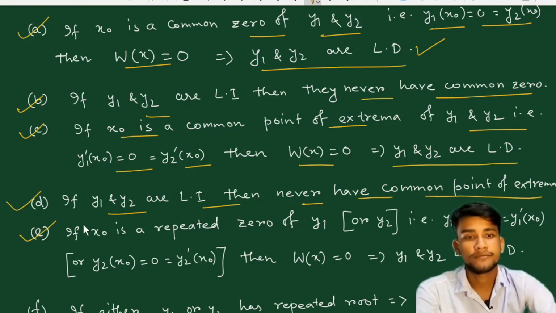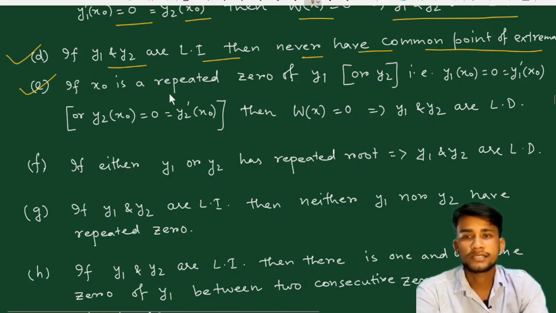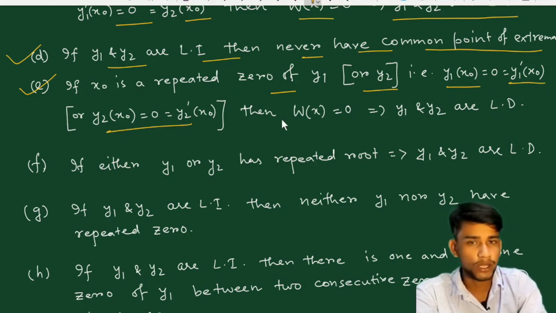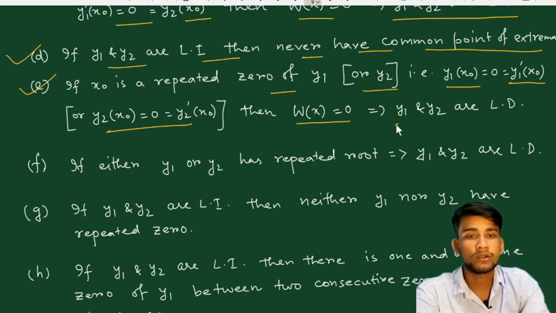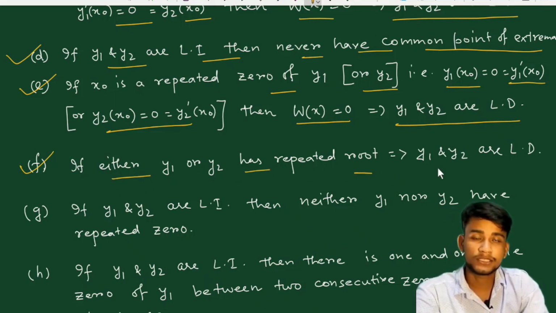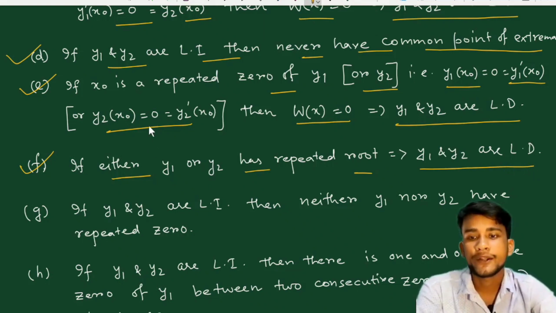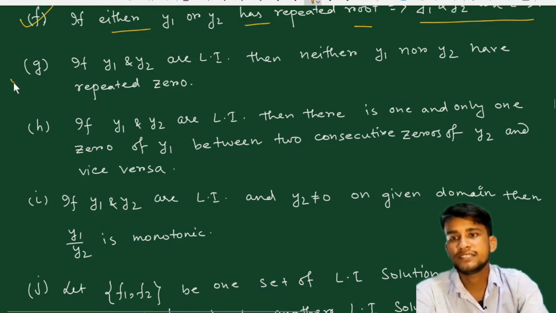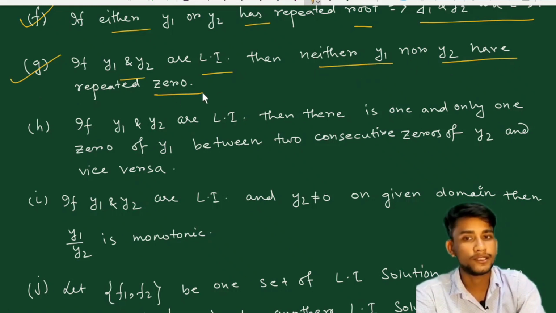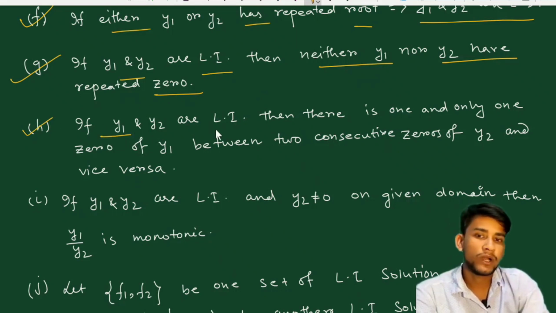Okay. (e) says that if x0 is a repeated zero of y1 or y2, that is if y1(x0) equal to 0 equal to y1'(x0), or this is the case of y2, then Wronskian equal to 0, and this implies y1 and y2 are linearly dependent. Okay. If either y1 or y2 has a repeated root, then y1 and y2 are linearly dependent. Okay. The next one is, (g), if y1 and y2 are linearly independent, then neither y1 nor y2 has a repeated zero.